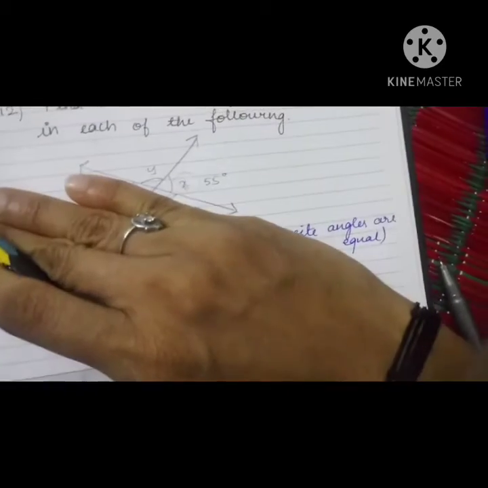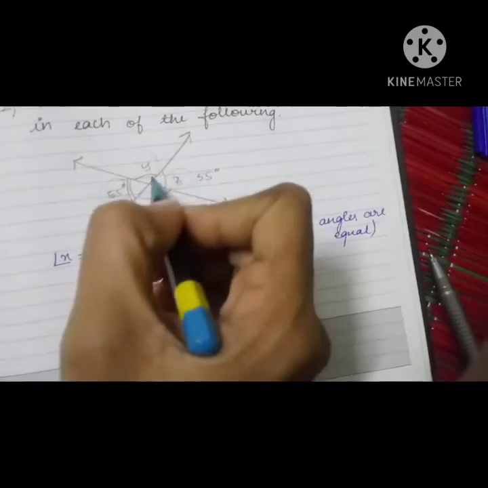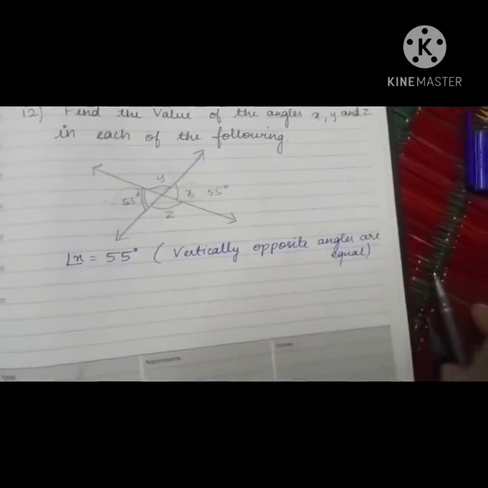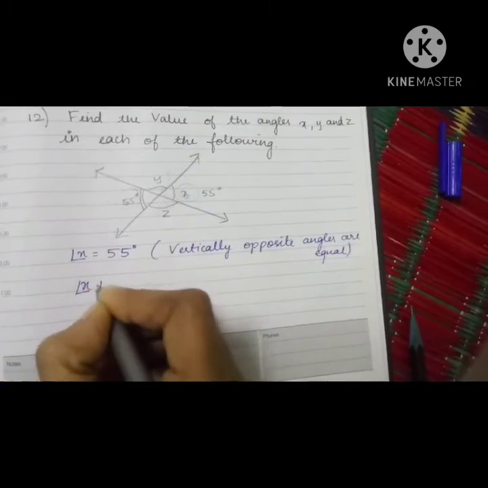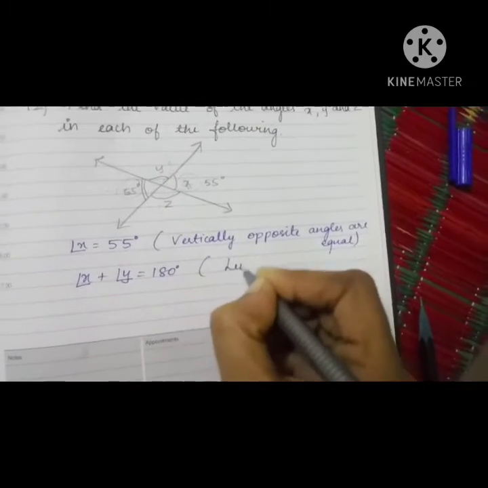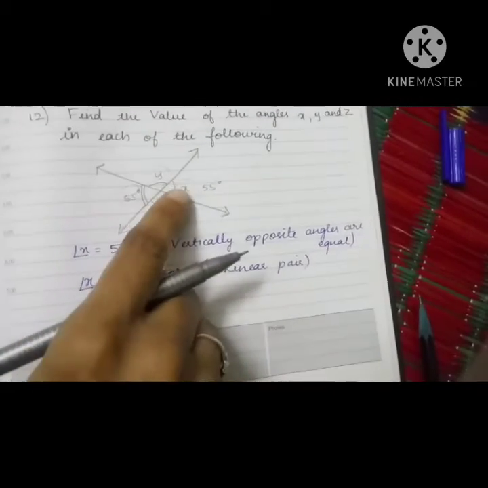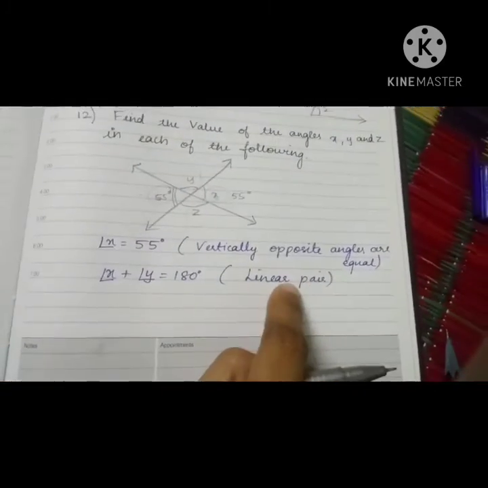So if you consider this, y and x are a linear pair, correct? This is one straight line and this is one arm, so they form a linear pair. So we can say angle x plus angle y is equal to 180 degrees because they are a linear pair.